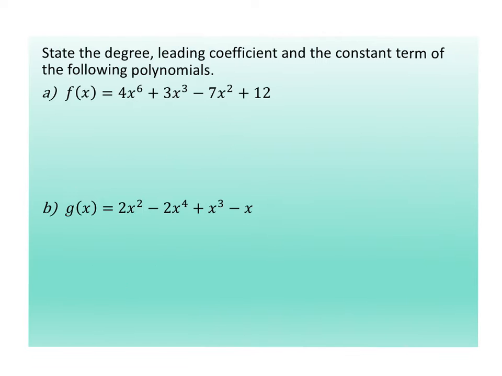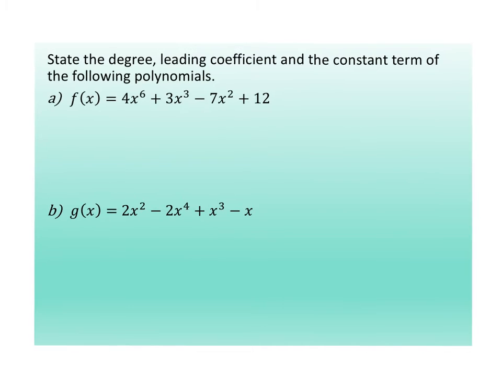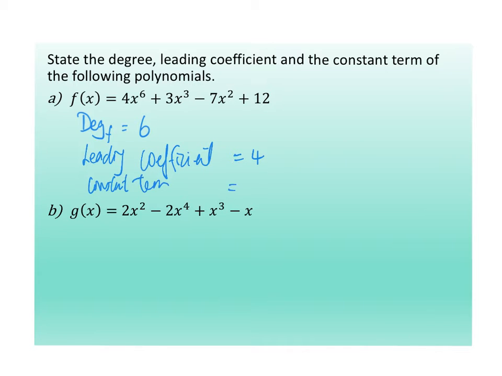All right? So now, let's have a look at this example. State the degree, leading coefficient, and the constant term of the following polynomials. First one, degree. This is how you write it. Degree, deg of f is actually 6. Degree of f is 6. And then the leading coefficient is 4. And then the constant term is actually plus 12. All right? Now, try the next one, please.